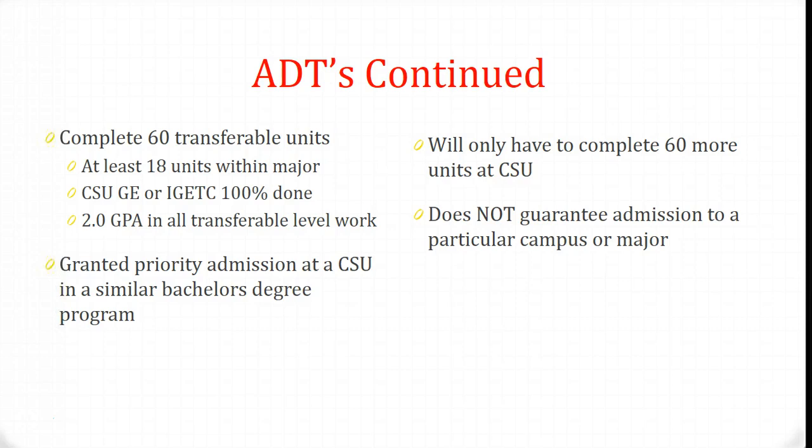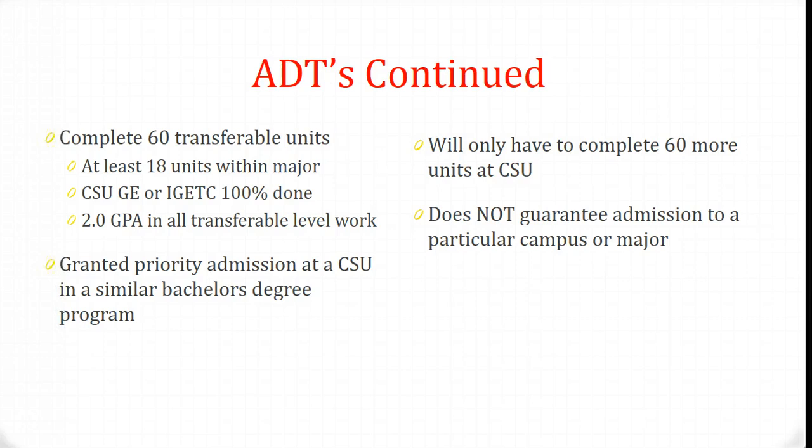Now, if you enter with an ADT in business and then you change to history, it's void. You do not get those benefits. So if you change your major, once you transfer, which a lot of students do, you're not going to have the ADT benefits anymore. The ADT does not guarantee admission to a particular campus or major, okay? They guarantee admission to the CSU system.